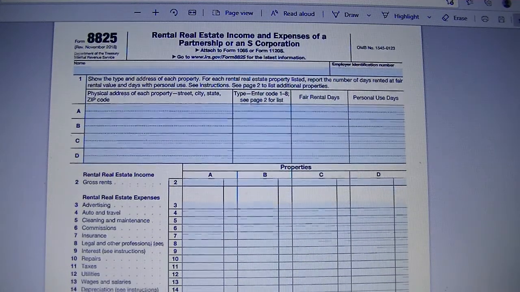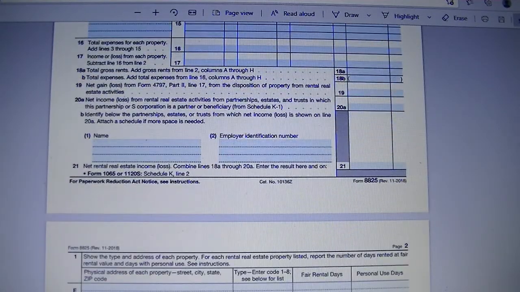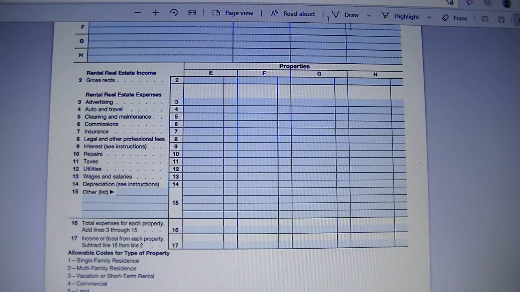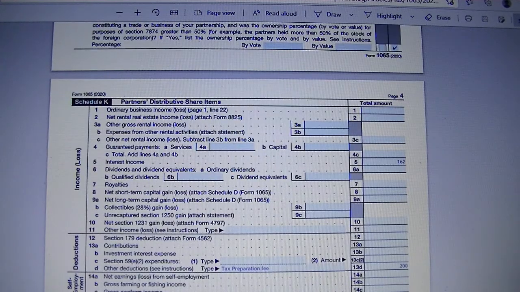And a lot of times a form will require you to file another form, but you will complete your Form 8825, and the information from Form 8825 will be needed on your 1065 if you have a rental property. If you don't have a rental property, you don't need Form 8825. You just leave that line 2 blank.